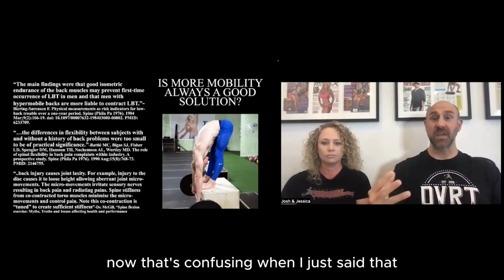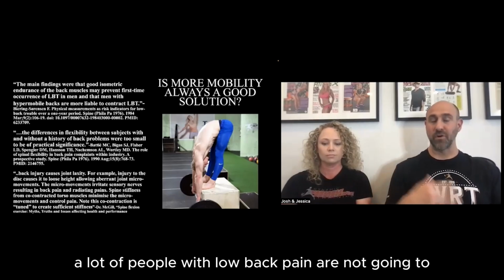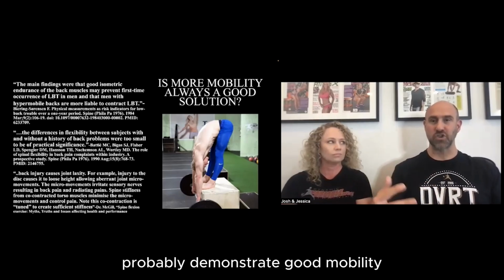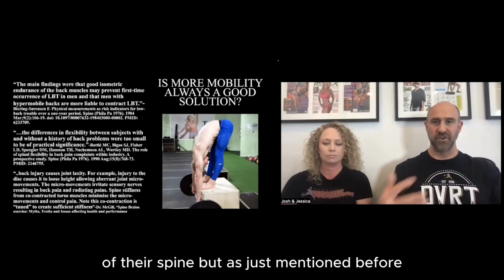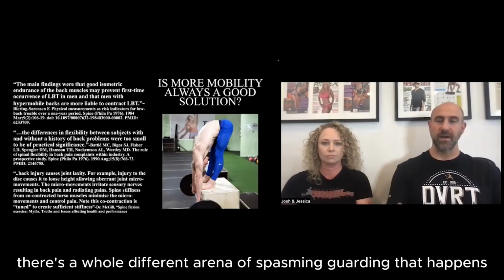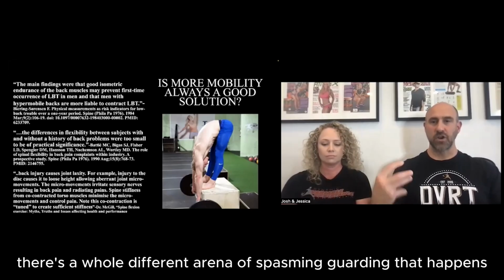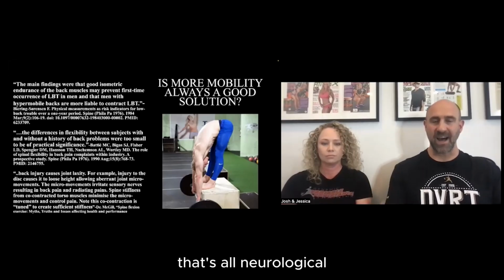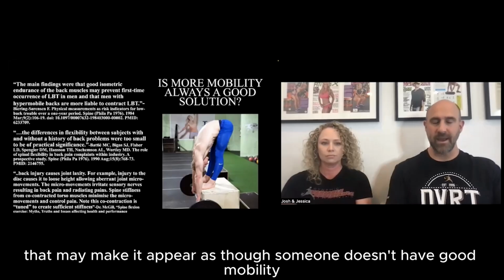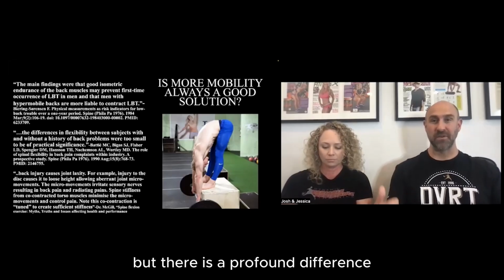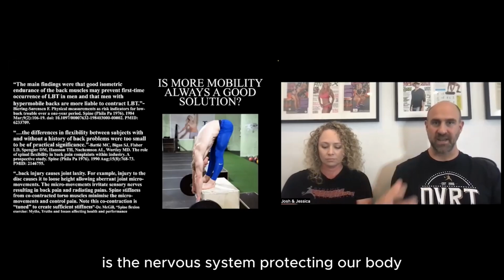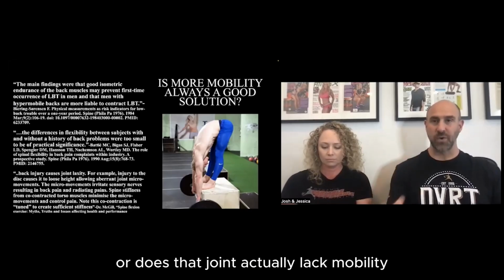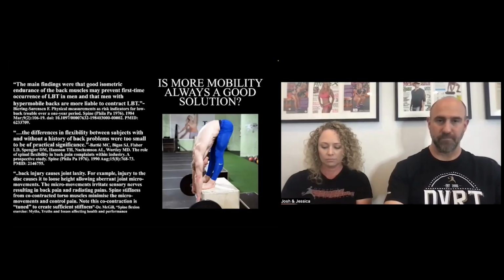Now that's confusing when I just said that a lot of people with low back pain are not going to probably demonstrate good mobility of their spine. But as Jessica mentioned before, there's a whole different arena of spasming, guarding that happens. That's all neurological that may make it appear as though someone doesn't have good mobility. But there is a profound difference. Is the nervous system protecting our body, or does that joint actually lack mobility?